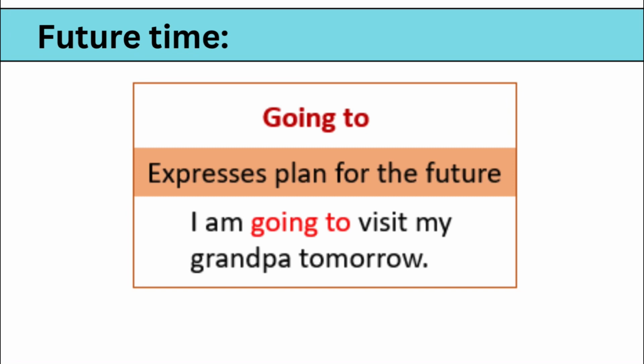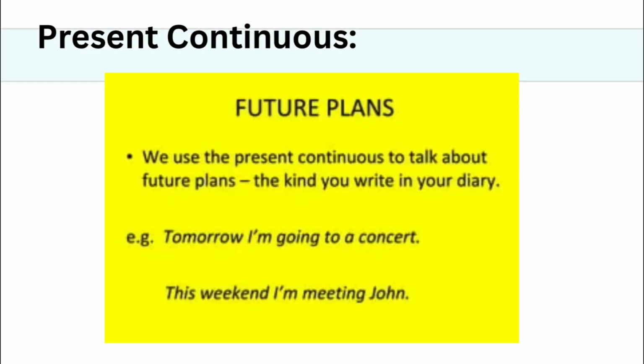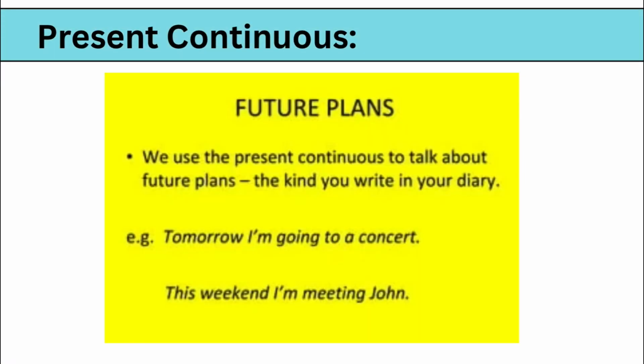Okay, already plan है. Will तो हम यूज करते हैं कोई prediction है that what will happen based on the present circumstances, but going to जो already हमारा plan रहता है. And further, present continuous we can use to talk about the future events, especially when they are already scheduled or arranged. जो already scheduled हैं और arrange हो चुके हैं उसके लिए.